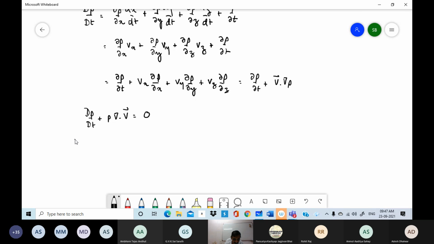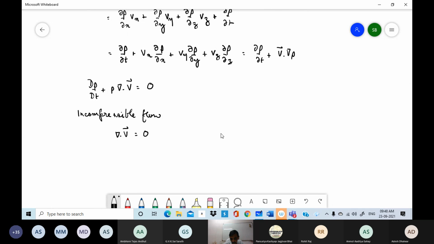Now, first thing is, if I have an incompressible flow, rho does not change. In that case, d rho by dt is 0, rho is non-zero. So then I get del dot v is equal to 0. So this is the condition of incompressibility. So if I have an incompressible flow, then the flow field must satisfy this condition that its divergence should be equal to 0.